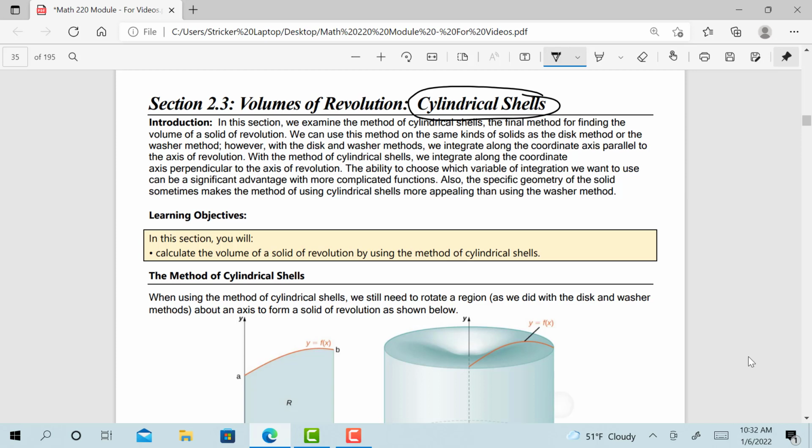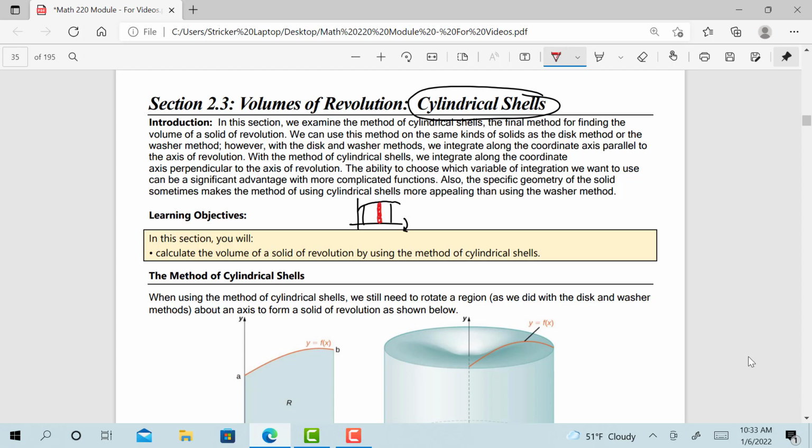So if you remember from the last section, if we had a region that was rotating about the x-axis, our representative rectangle was always perpendicular to the axis of rotation. And in this case, for cylindrical shells, our representative rectangle is going to be parallel to the axis of rotation, which can be kind of confusing. So there is a method for remembering this to help you.